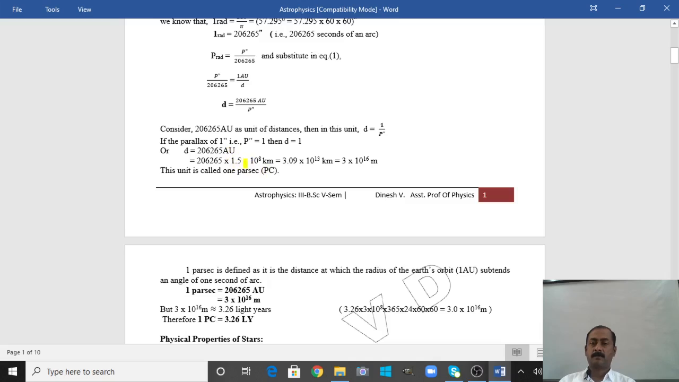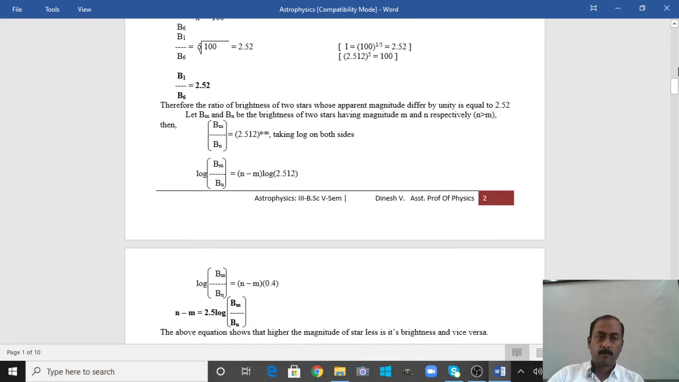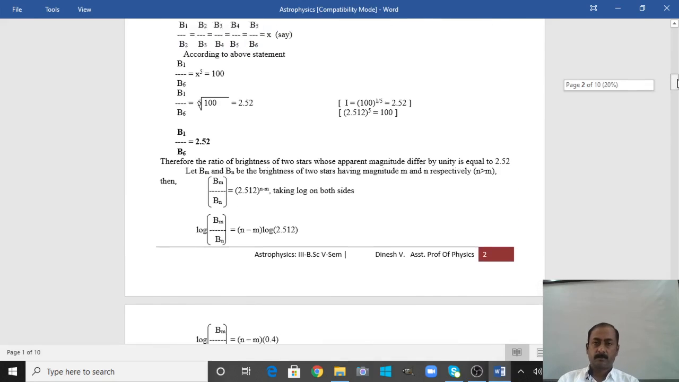1 astronomical unit is 1.5 into 10 to the power 8 kilometer. Then it becomes 3.09 into 10 to the power 13 kilometer. This is equal to 3 into 10 to the power 16 meter. This unit is called 1 parsec.